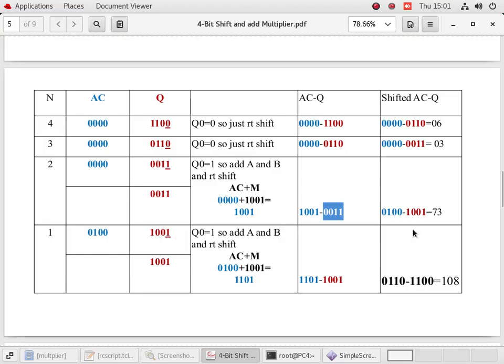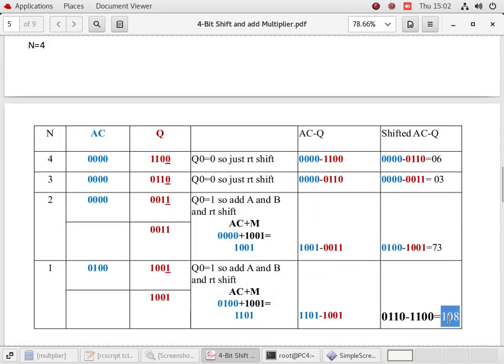Next again the higher 4 bits are written as accumulator and the lower 4 bits are written as q, and again the q0 value is checked, and here we see this lower bit is again 1, so we have to add the accumulator to m. This is m, not b. So when we add the accumulator value to m, this is the value of m and this is the new value of accumulator. This new value of accumulator along with this q is concatenated and again right shifted, and finally we get the final result as 1 1 0 1 1 0 0, that is 108.